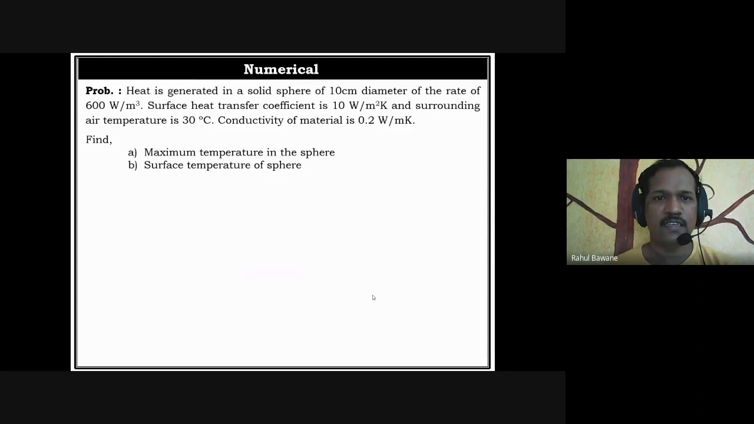Heat is generated in a solid sphere of 10 centimeter diameter. So the diameter is 10 centimeter, the radius will be 5, and in terms of meter, 0.05 meter. The rate of generation is 600 watt per meter cube. From the unit we can identify whether this is a capital Q or small g heat generation intensity. So it is small g, 600 watt per meter cube. The surface heat transfer coefficient is 10 watt per meter square Kelvin.